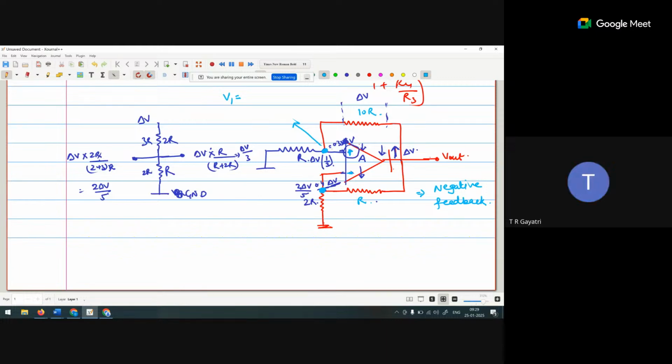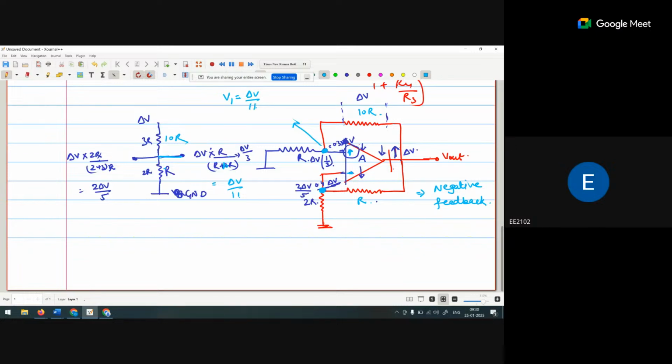10 by 11 V out. 1 by 11, because we have this resistance. Del V, 10R and R. So the voltage drop at this point is the voltage between these two. So del V times R upon R plus 10R, so it is del V by 11. So V1 is del V by 11.